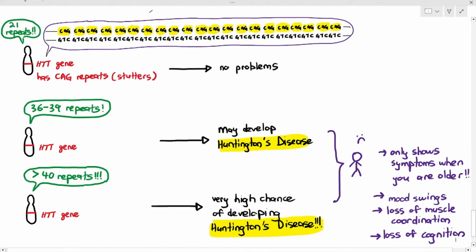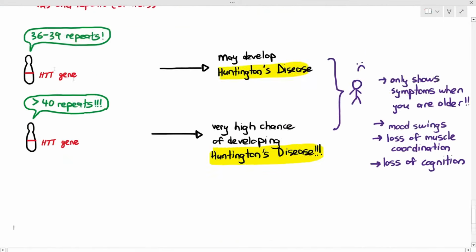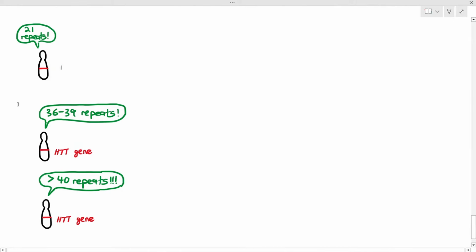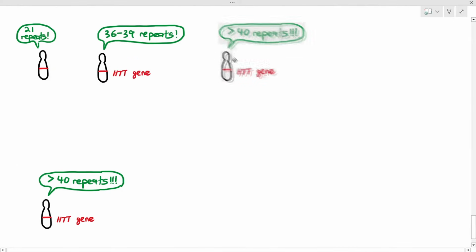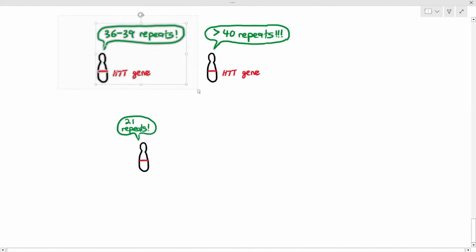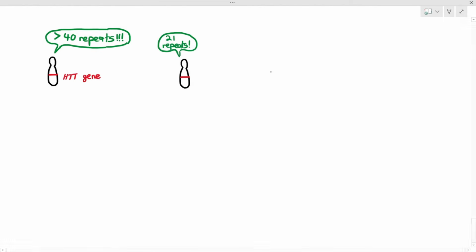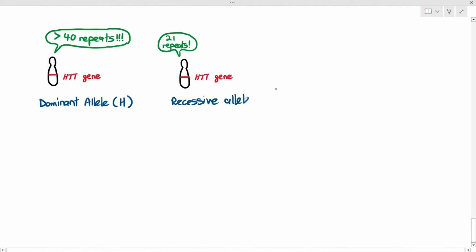Now, I don't mean to scare you even further, but in the first two diseases where we talked about albinism and hemophilia, those diseases were caused by the recessive allele. Huntington's disease is caused by the dominant allele, where if it's more than 40 repeats, we will represent that as capital H, and if the person has 21 repeats, that is actually the recessive allele.